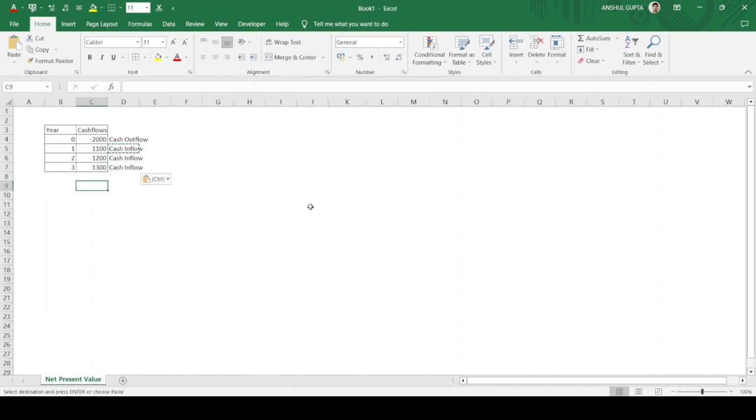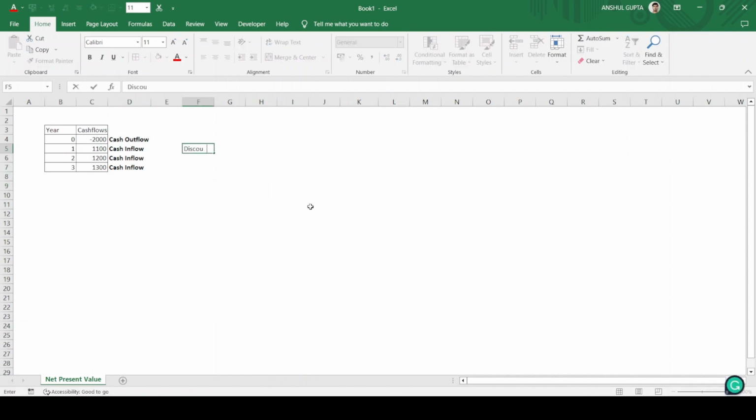Moving forward, there are certain steps which we need to follow in order to calculate our net present value. One more thing, we need to assume the discount rate as well, basically the rate at which we are going to discount our future cash flows. So let's take it 10%. This is just a hypothetical number. There are many ways in which we can calculate the discount rate, but we are not going to get into all that, because our main concept is net present value here.